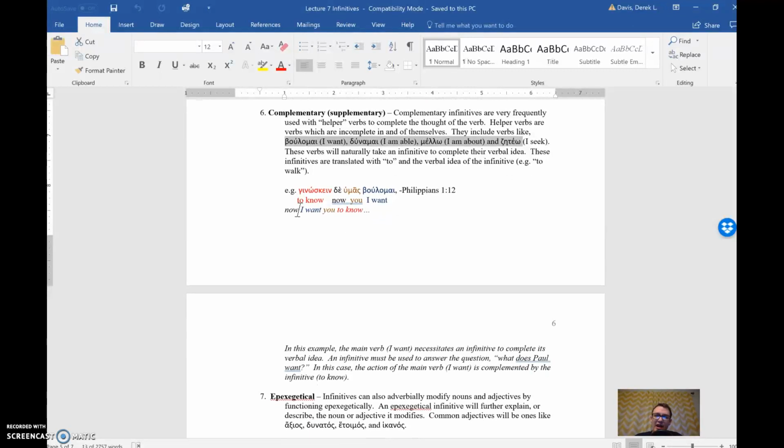So the only time you're going to answer complementary is if the infinitive is adding on to the idea of these verbs that you also see in the text. All right.